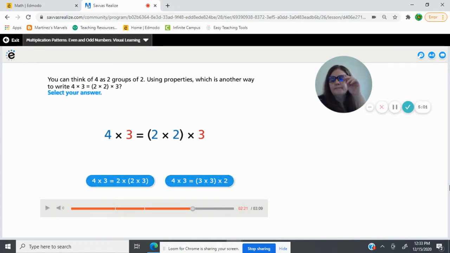Select your answer. Okay, so we've talked about associative property already before. So 4 times 3, we can break it down to 2 times 2 times 3. Or can we break it down to 4 times 3 equals 3 times 3 times 2? Okay, the factors have to remain the same. We can put the parentheses around a different set, but the factors have to stay the same. So we're thinking right here. Good job.